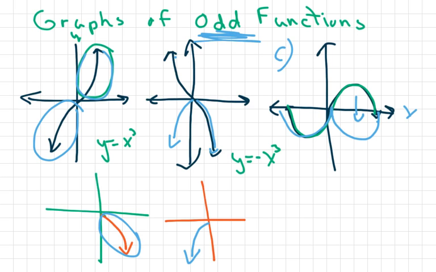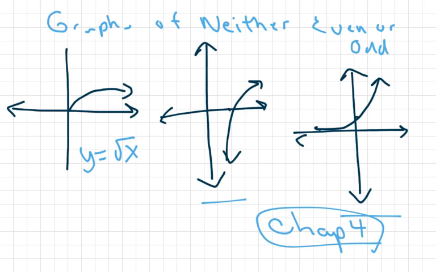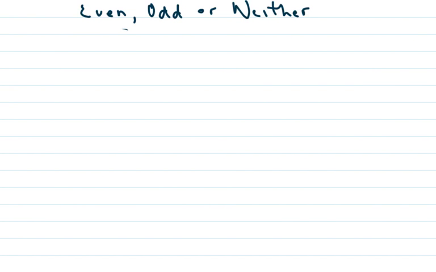And neither is pretty easy. It doesn't have any symmetry at all. This is your square root function. And these are your exponential and your logarithm functions that we'll be going over in Chapter 4, so we'll talk about those later. All right. The ones that are going to be on your test are the algebraic kind. So I'll do some from your textbook.